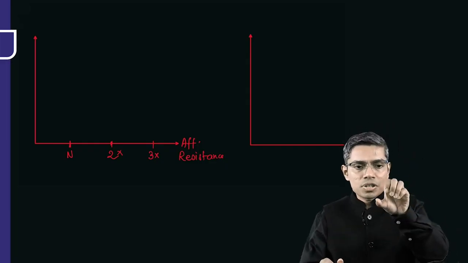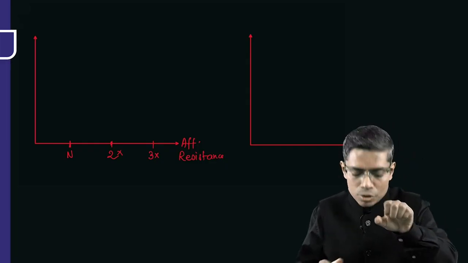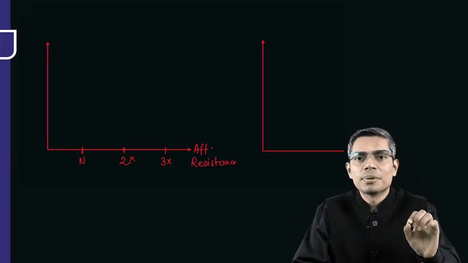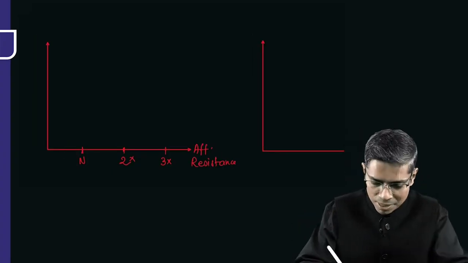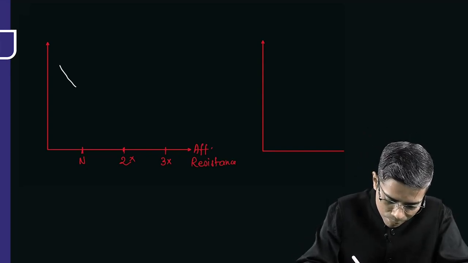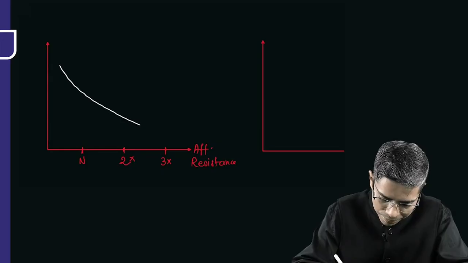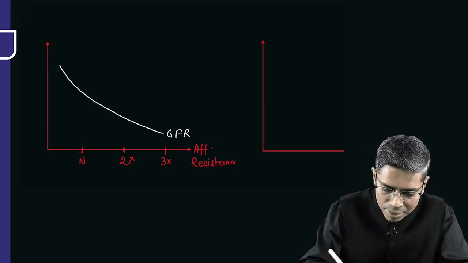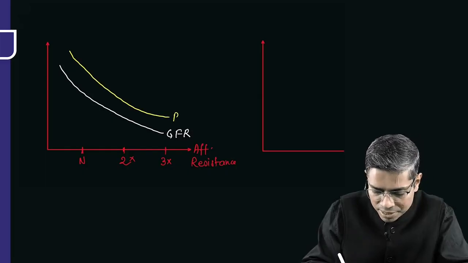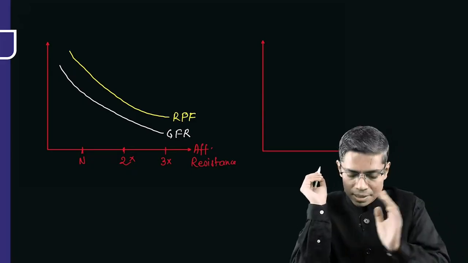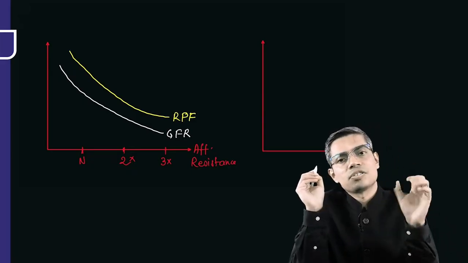So you are causing constriction of the afferent arteriole more and more. So resistance is rising. What will happen to the renal plasma flow and GFR? Tell me. Both of them will reduce. So there will be progressive reduction of the GFR. Suppose this is GFR, and there will be progressive reduction of the renal plasma flow. Very simple graph, renal plasma flow RPF. This is the typical afferent arteriolar constriction graph.